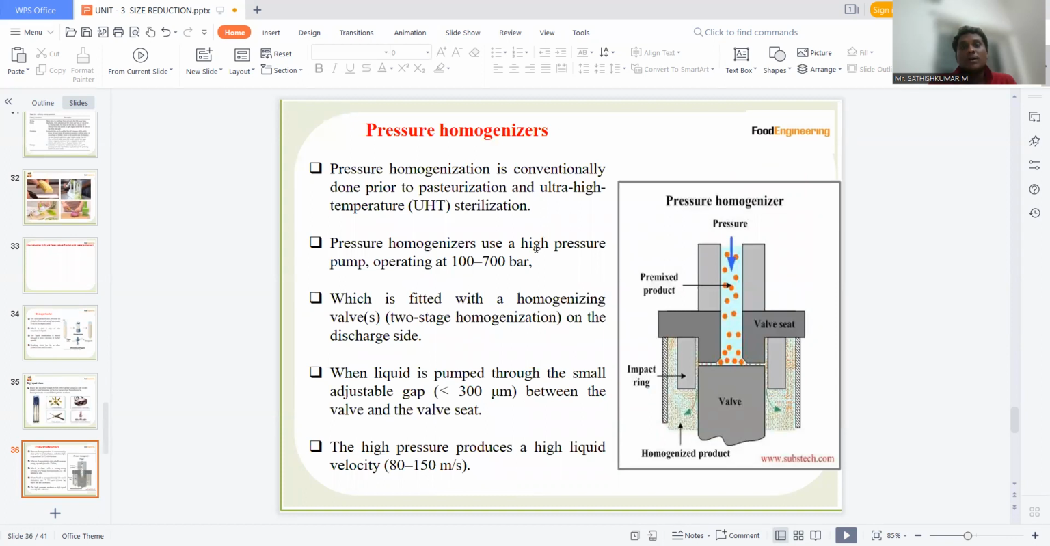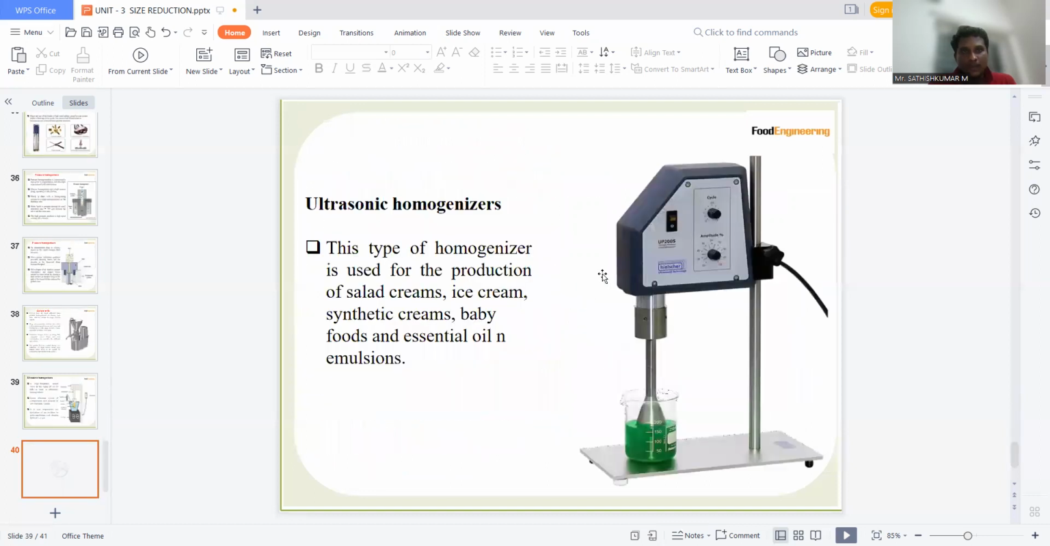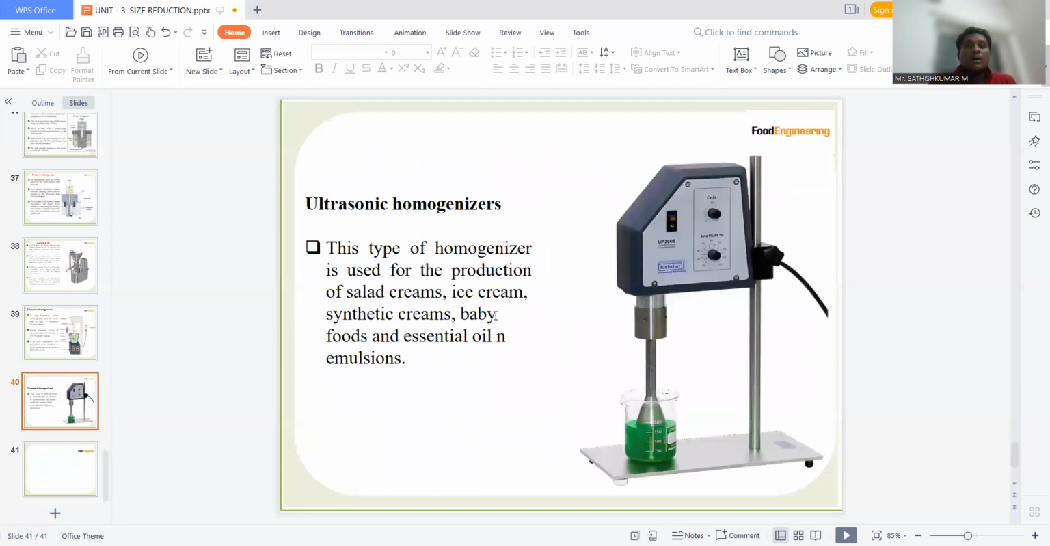Okay, let's move into pressure homogenization. Pressure homogenization is conveniently done prior to pasteurization and ultra high temperature sterilization. Ultrasonic homogenization. This type of homogenization is used for the production of salad creams, ice creams, synthetic creams, baby foods, and essential oil emulsions.